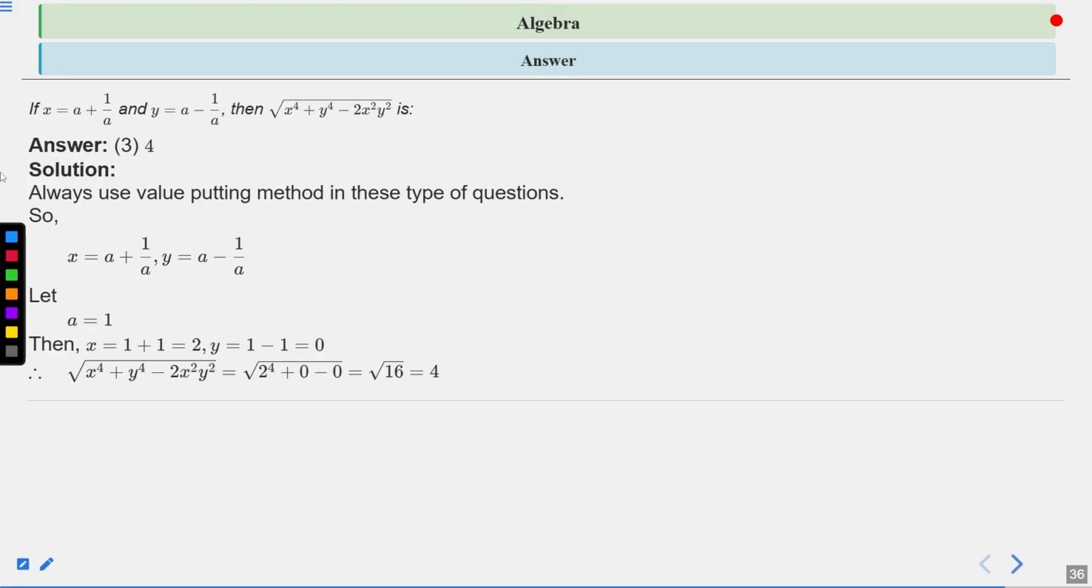Now we can put this x and y value in the given equation, and the equation is under root x to the power 4 plus y to the power 4 minus 2 times x square into y square. So it will become under root 2 to the power 4 plus 0 minus 0, which equals under root 16. When we simplify it, we get the value, which is 4. So the third one is the correct answer of this question. Next one.